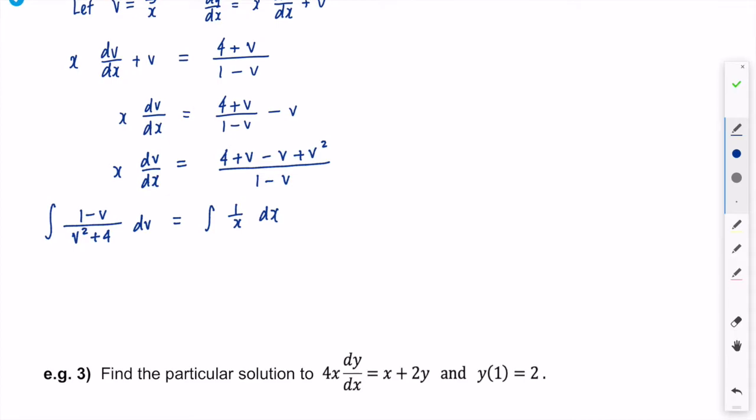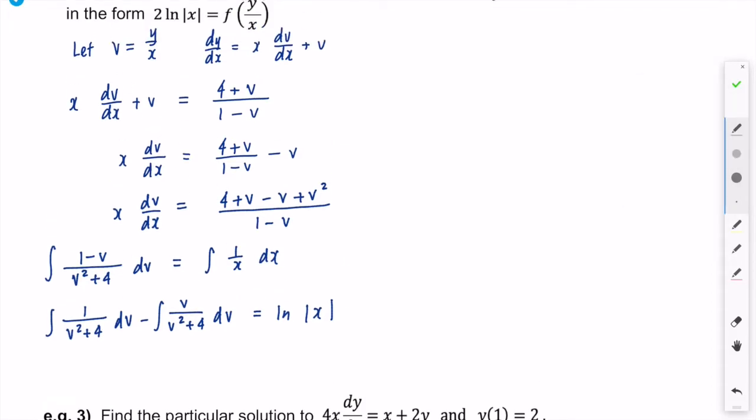Take a look at the left side. I can change it into two terms: the integral of 1 over v squared plus 4 dv, minus the integral of v over v squared plus 4 dv, equals ln x for sure. And then I recognize that 1 over v squared plus 4 has to do with arctan. And then the second integral, well, v squared is 1 degree higher than v, so I know that this has to do with ln. Let me make some room. Let's continue on this side here.